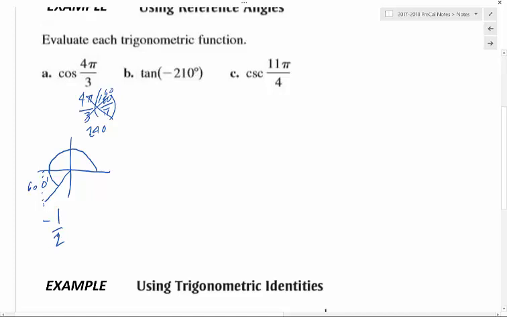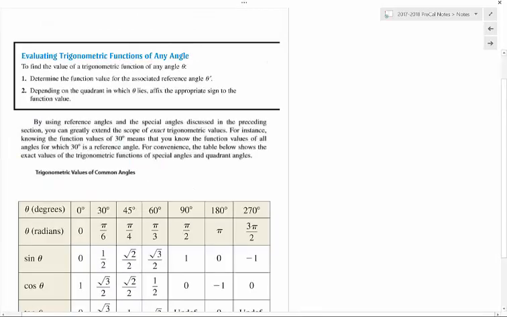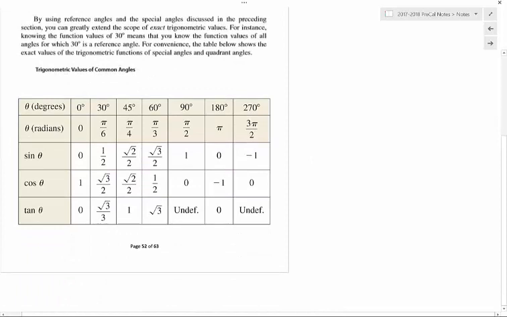Just like that. The tangent of negative 210 degrees. Graph it. Okay? So this is negative 180, and then it goes another 30 degrees. Well, that reference angle, theta prime, is 30 degrees. I notice that because of its location, because I know tangent is y over x, the x value here is going to be negative because I'm to the left of the origin. So now I go to my chart, and I look at 30 degrees. Tangent is square root of 3 over 3.